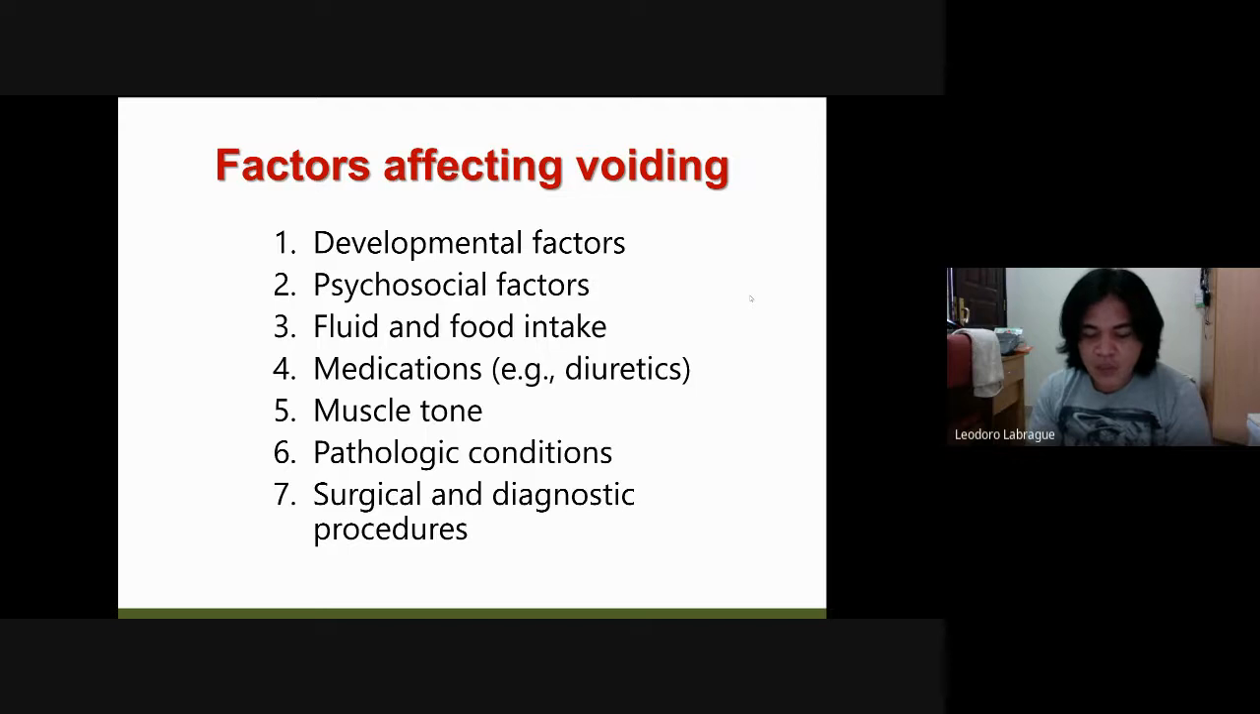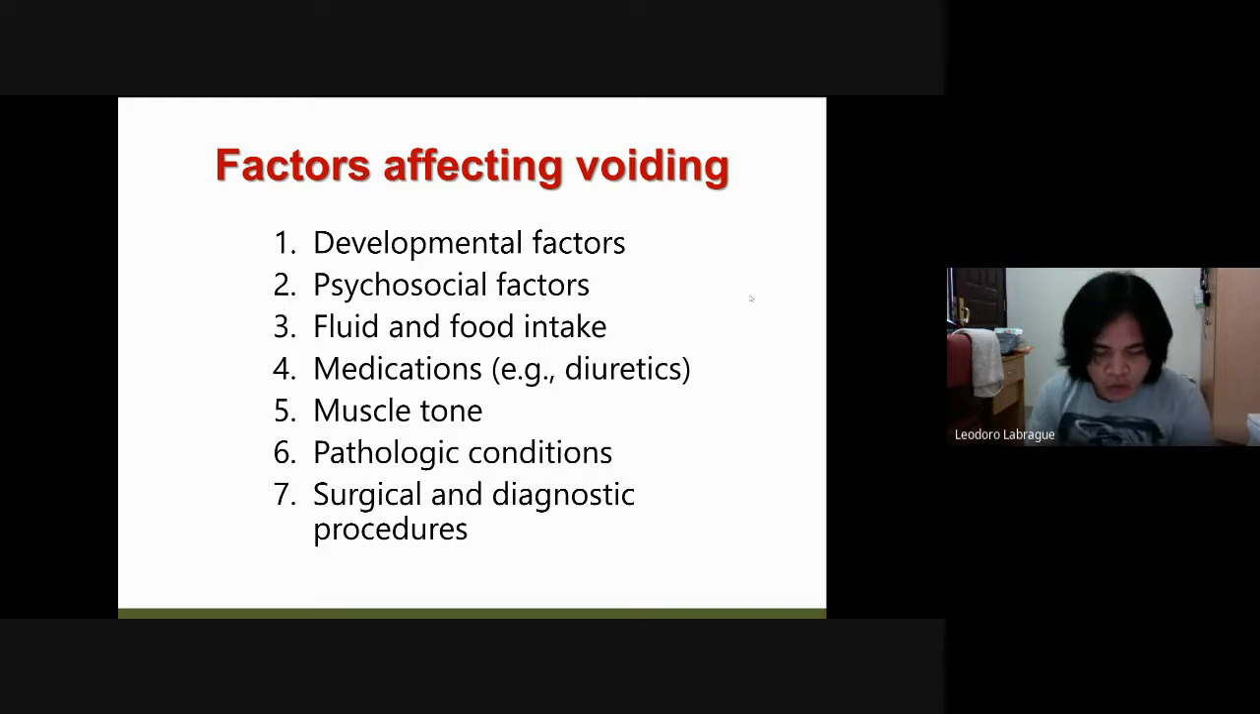What else? Position also, especially for females. They have to be in the right position before they can void successfully. And of course, males or boys are different because they void differently. Those are psychosocial factors, and of course, sufficient time. You need to give a person enough time so that he or she can void successfully.